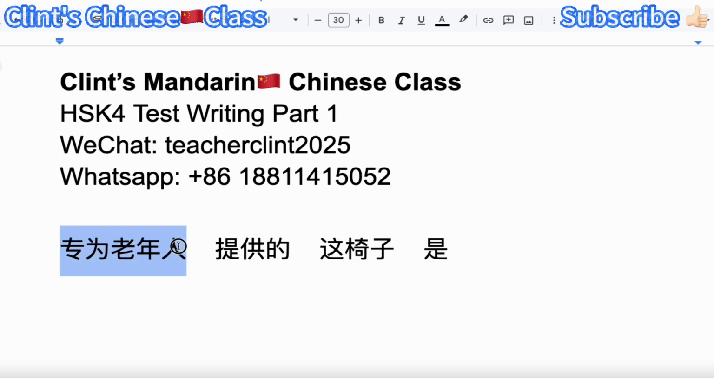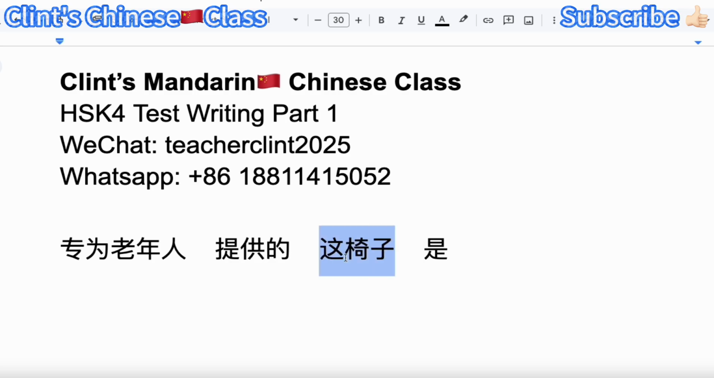专为老年人. So 老年人 means seniors, like the keywords. 提供 means provide, okay, and then we have another 的 as I told you before. Whenever you see a 的 it's very likely that there will be a noun or noun phrase after this. Of course, there are exceptions, and that's what we're gonna see today.